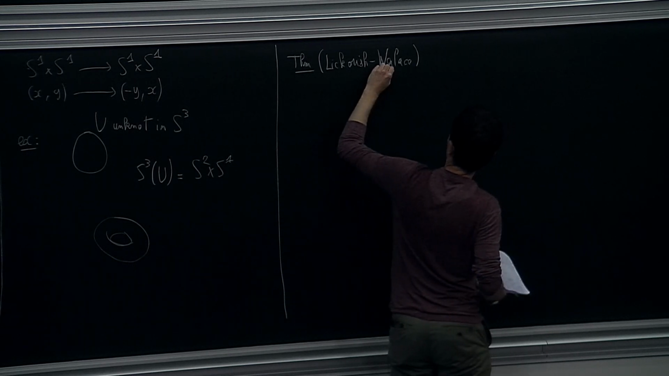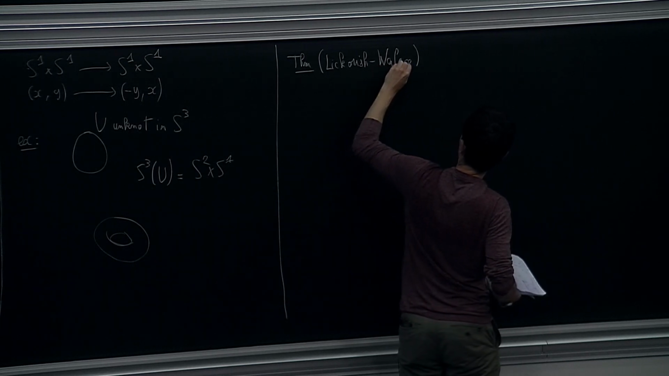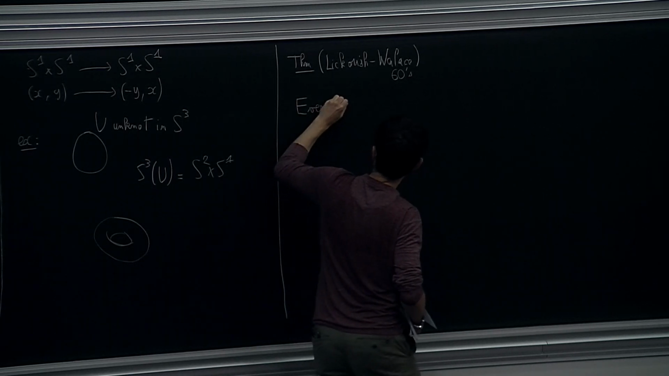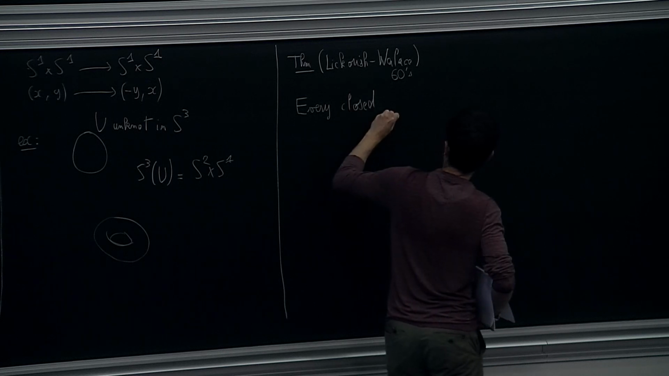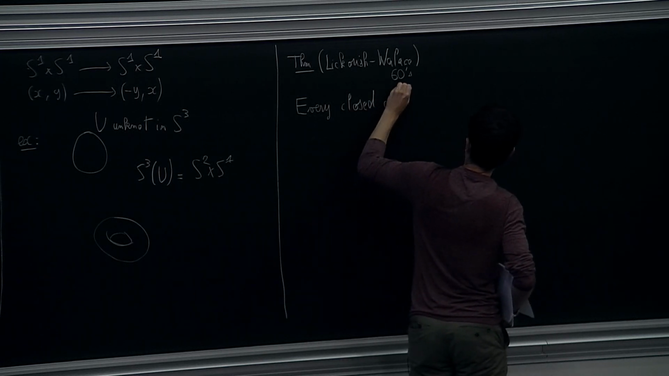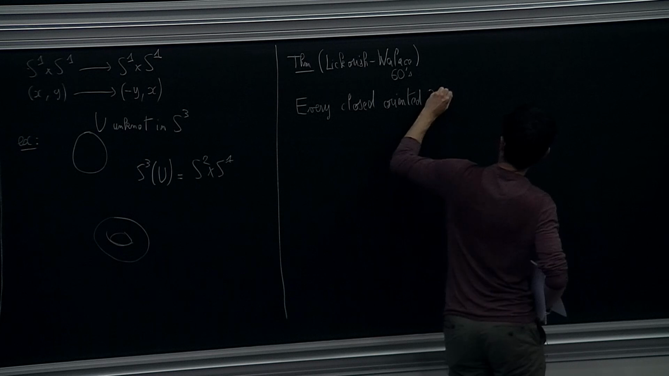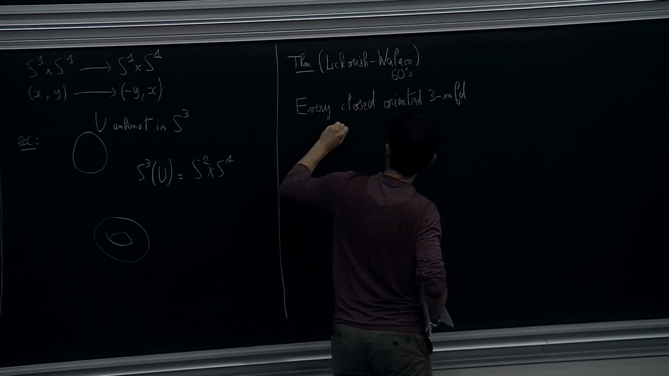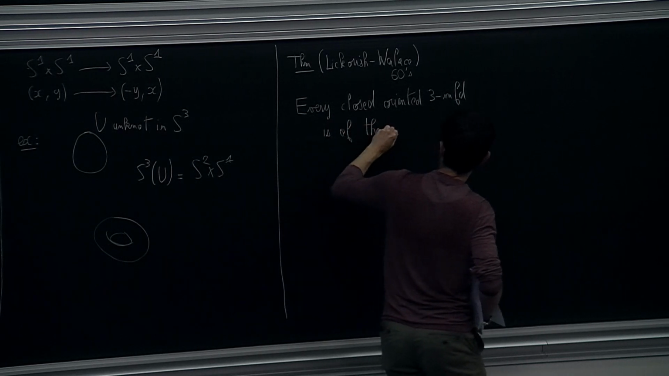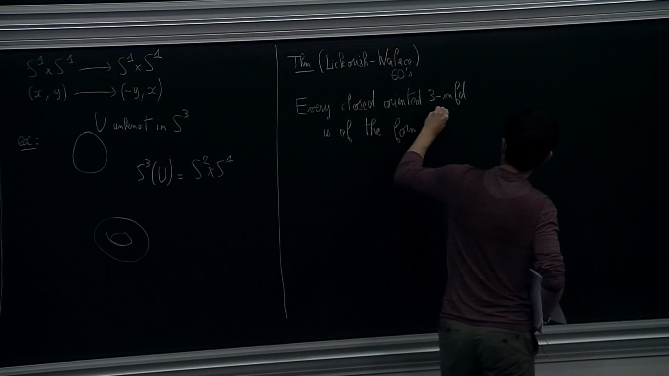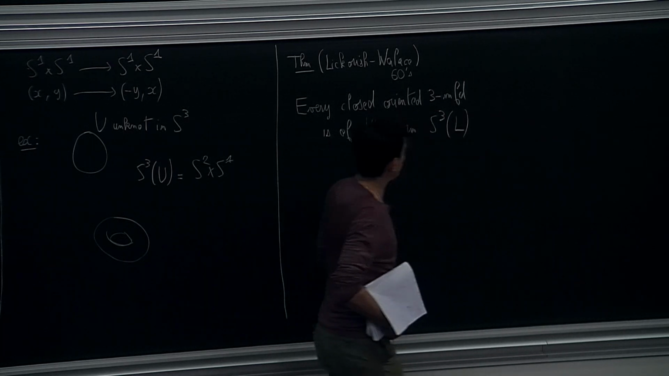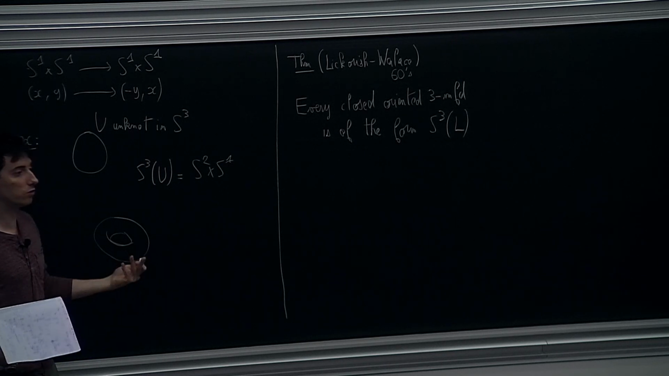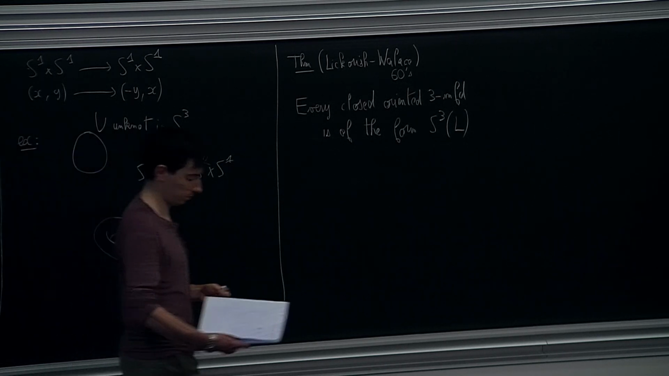From, I think, the 60s, which says that every closed oriented 3-manifold is of the form S3 of L for some framed link L in S3. So I can obtain any closed 3-manifold by doing surgery on some link in S3.